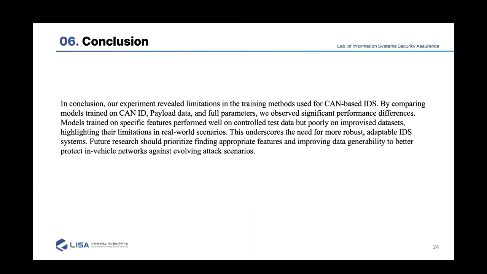In conclusion, our experiment revealed limitations in the training methods used for CAN-based IDS. By comparing models trained on CAN-ID, payload, and full dataset parameters, we observed significant performance differences. Models trained on specific features performed well on controlled test data, but poorly on the improvised dataset, highlighting their limitation in real-world scenarios. And this underscores the need for more robust, adaptable IDS systems.